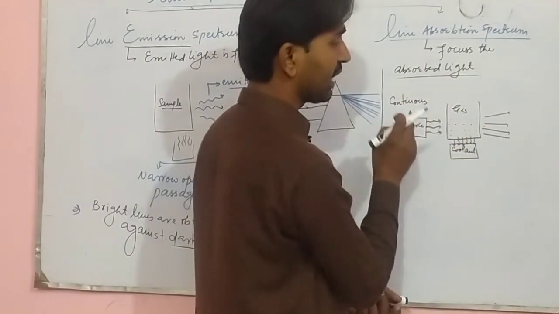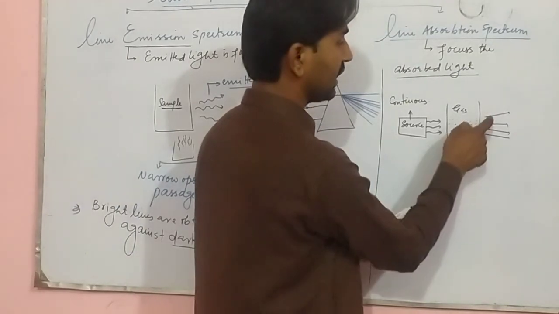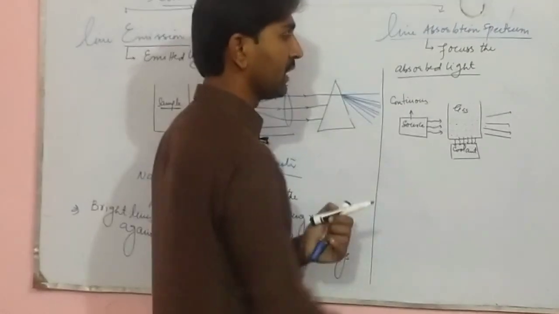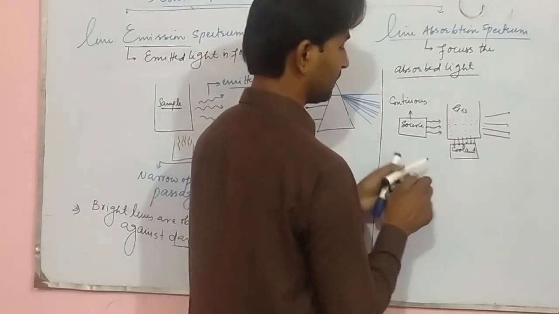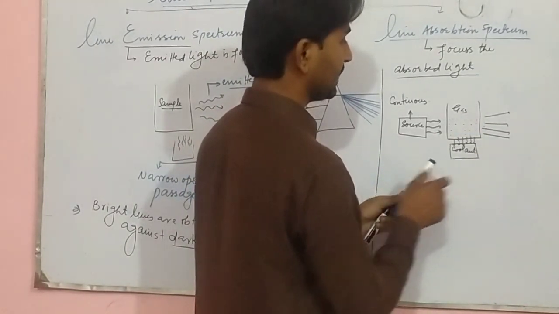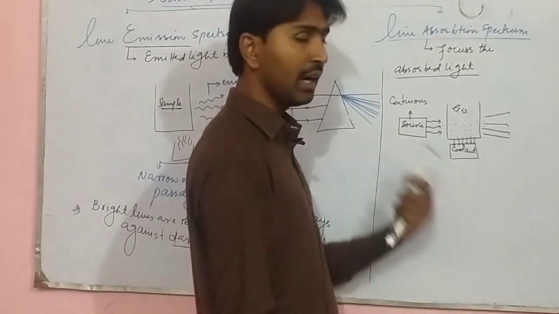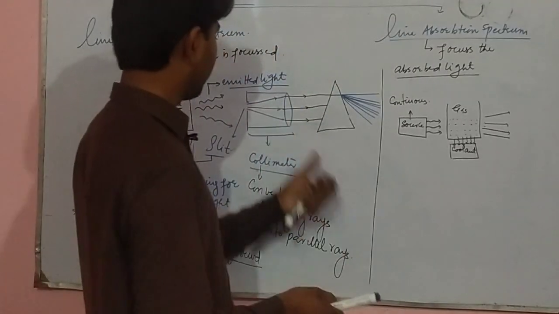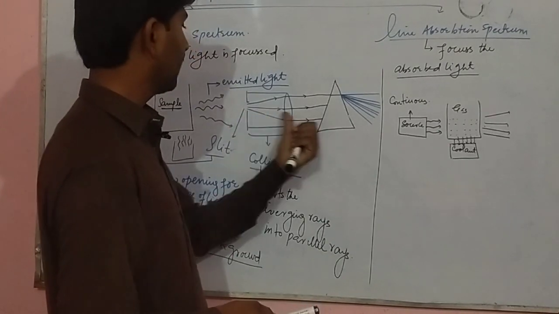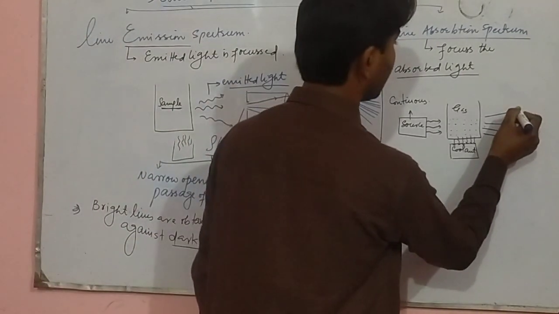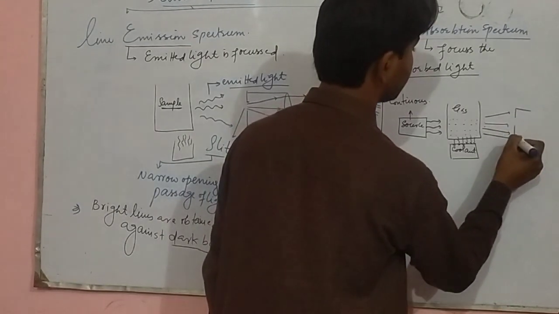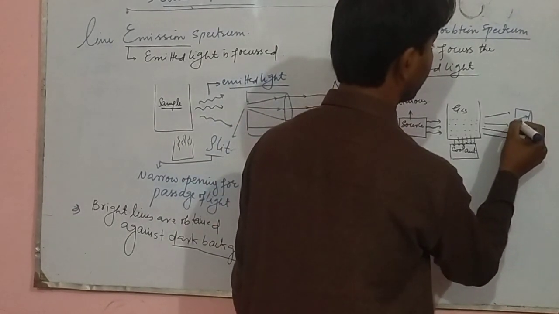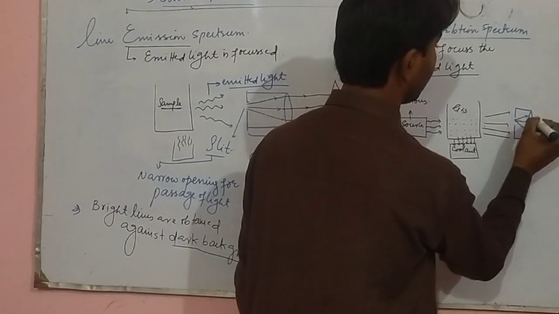The radiations which are absorbed by the gas leave vacant places at these positions, and they appear as dark points. It means these radiations are not present here because they are absorbed by the gas, and we have to observe those radiations absorbed by the gas. We place a collimator in front, and the collimator will convert the diverging rays into parallel rays.